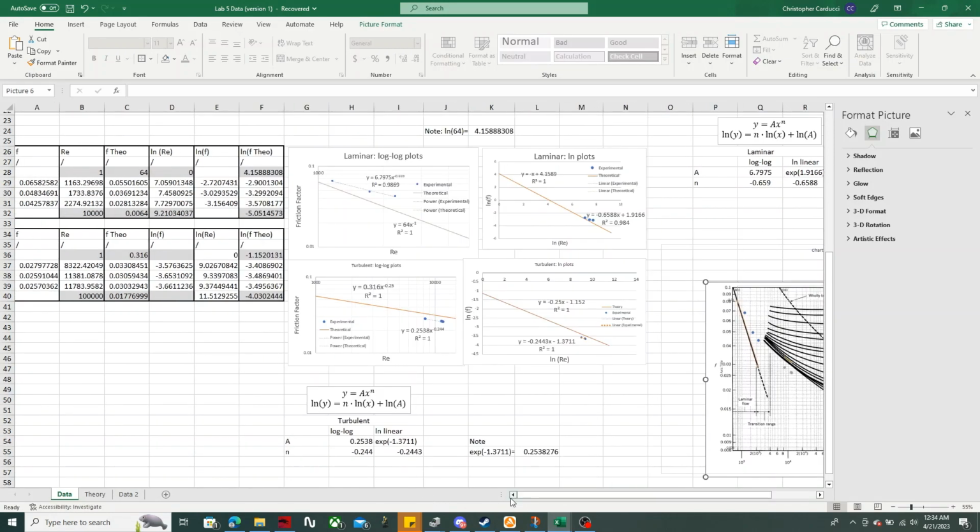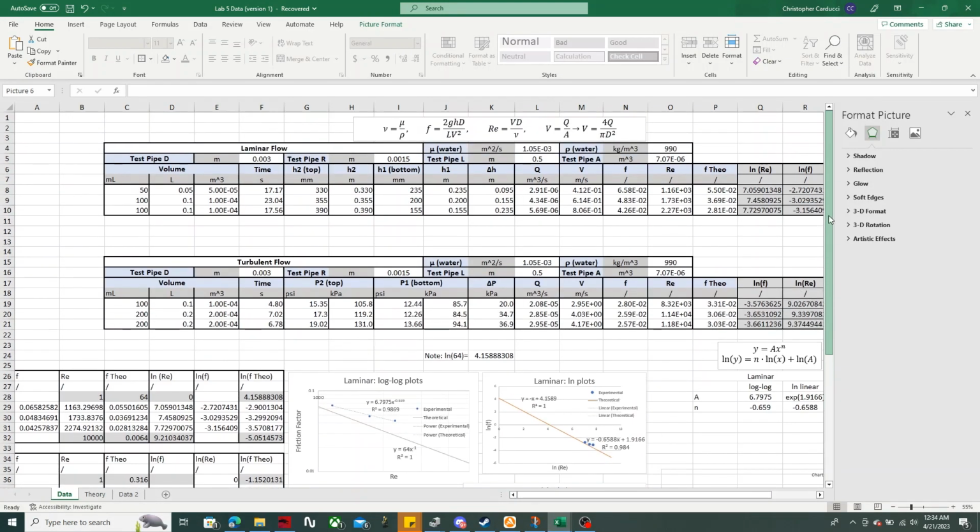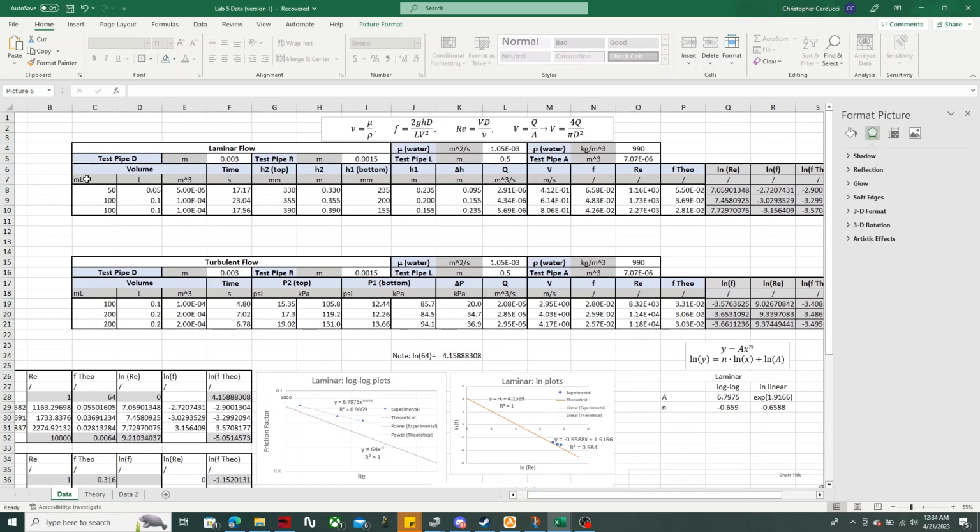So this was the data given to me by one of the students in your labs. He found the volumes in milliliters, converted them to liters, then converted to meters cubed, and then he recorded the times it took to take those volume measurements, and your manometer readings right here. The biggest thing that you want is this delta H. Q is just your volume divided by the time that it took. We've done this many times over. Your mean velocity is just Q divided by your area.